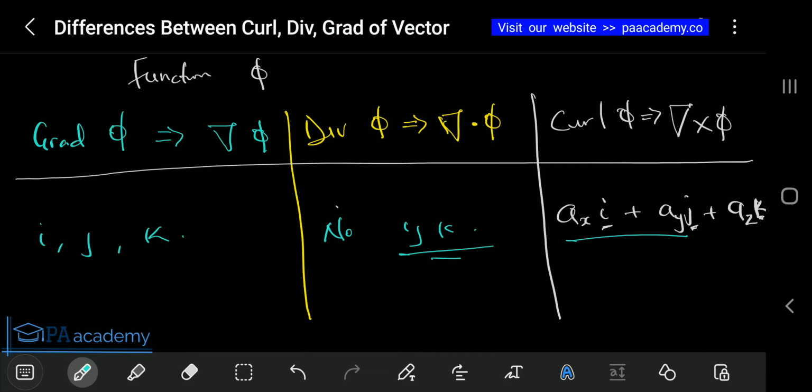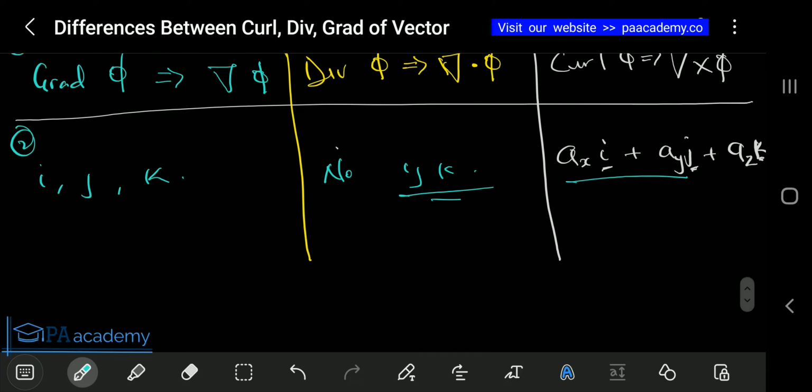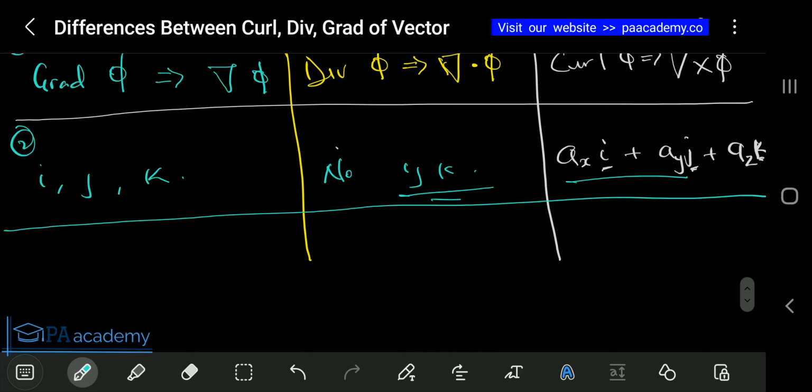Are we good? So we've looked at one and two, so let's look at another thing that you can use to differentiate curl, divergence, and gradient. Another thing is the formula.